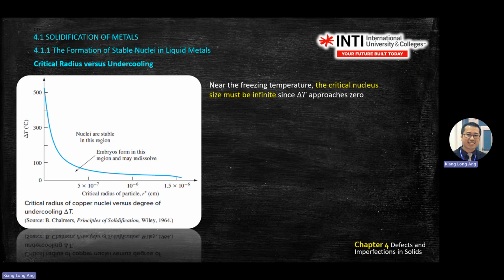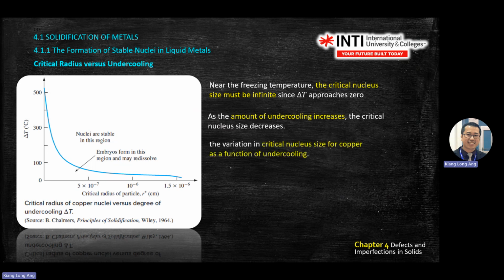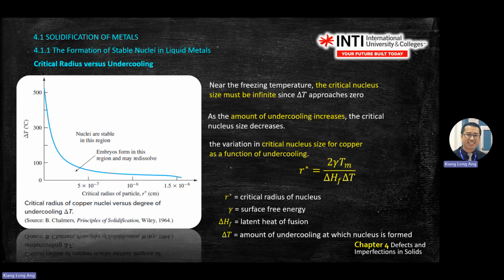From here, below the blue line is called embryo. Above means stable. Above this one is stable, then you will form boundaries. There's a formula to calculate based on heat of fusion. So there are two formulas for critical radius: R star equals 2 gamma Tm over delta H f delta T.